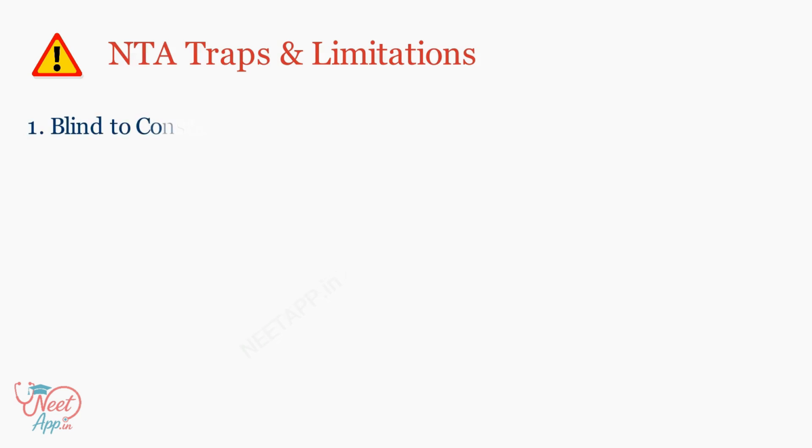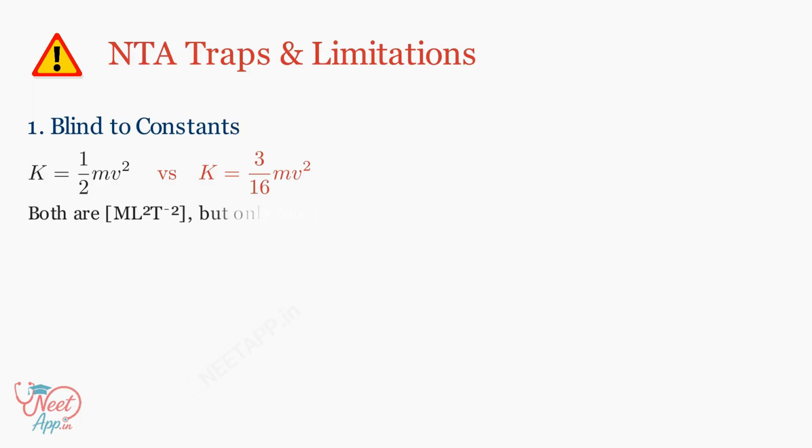But beware of the NTA traps. Dimensional analysis has strict limitations. First, it is completely blind to dimensionless constants. It cannot tell the difference between 1/2 mv squared and 3/16 mv squared. Both are dimensionally correct, but only one is physically true.